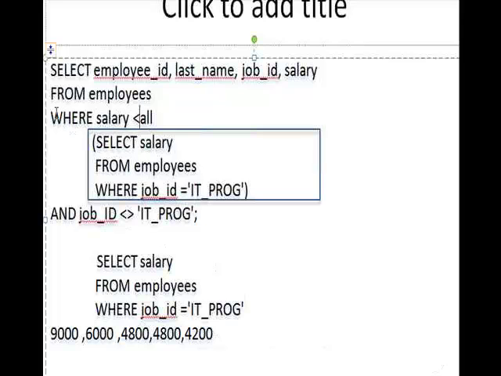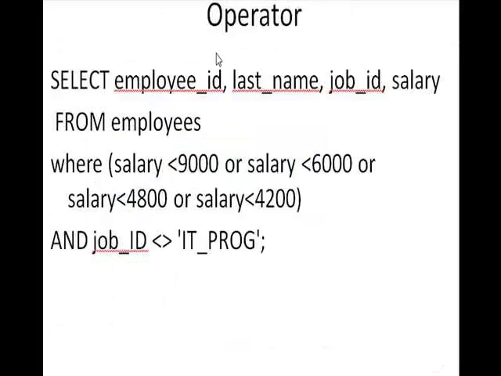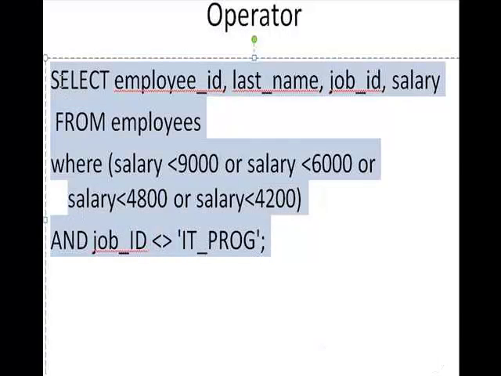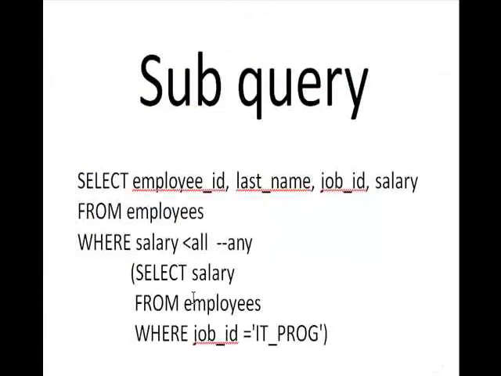Then when I come out of the subquery, I can also say and job ID is not equal to IT programming. So I can change this query into this one by using operators. Here in the where clause I'm going to say where salary less than 9,000 or salary less than 6,000 or 4,800 or 4,200, and the job is not equal to this one. We may run this query.